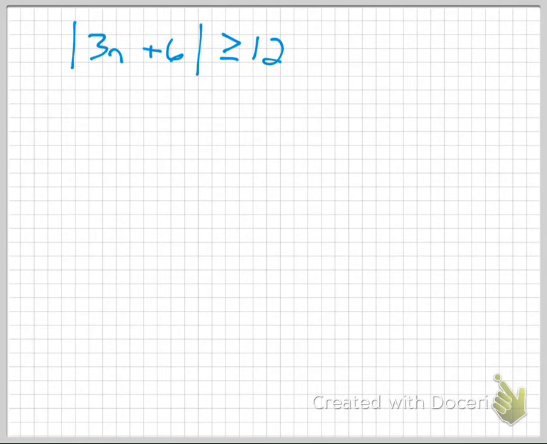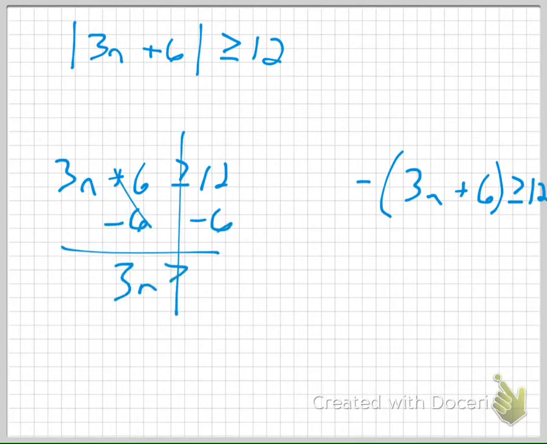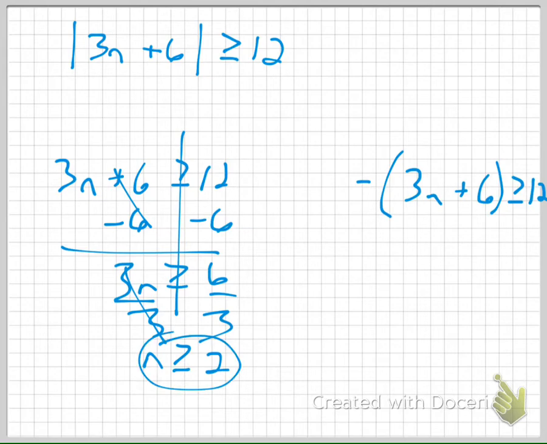Two scenarios. Positive scenario: 3n plus 6 is greater than or equal to 12. The negative scenario would be negative 3n plus 6 is greater than or equal to 12. Right? The two scenarios. Minus 6, minus 6. 3n is greater than or equal to 6. Divide by 3, divide by 3. n is greater than or equal to 2.